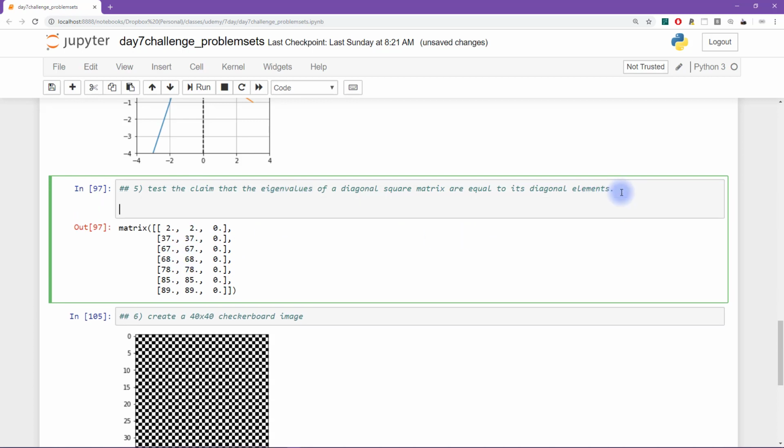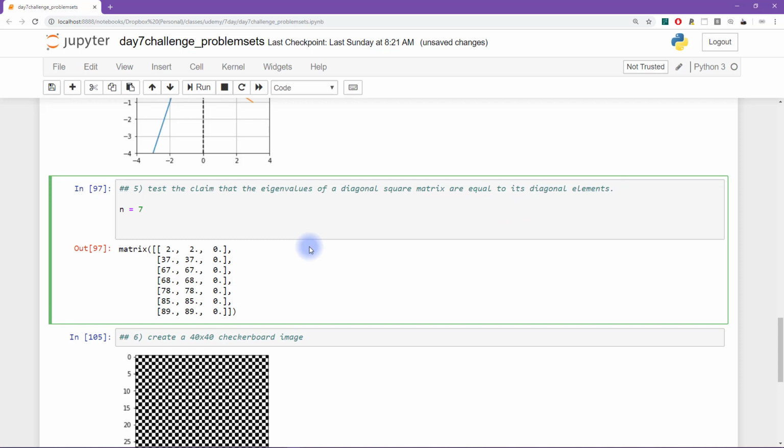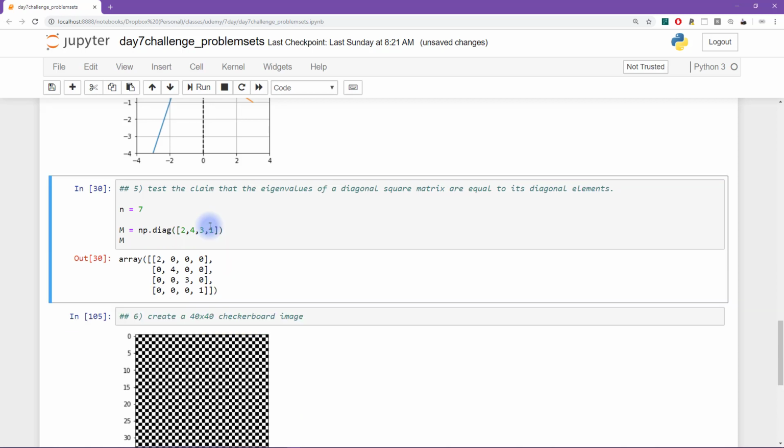It's a little bit of linear algebra here. So I'm going to start by defining n. This is just going to be the size of the matrix. So I'm going to create a 7 by 7 matrix. So let's see, that matrix will be, I'm going to say numpy.diag. And now the way this function works is you can specify a vector, a list like this, and then Python is going to create a diagonal matrix out of this input vector.